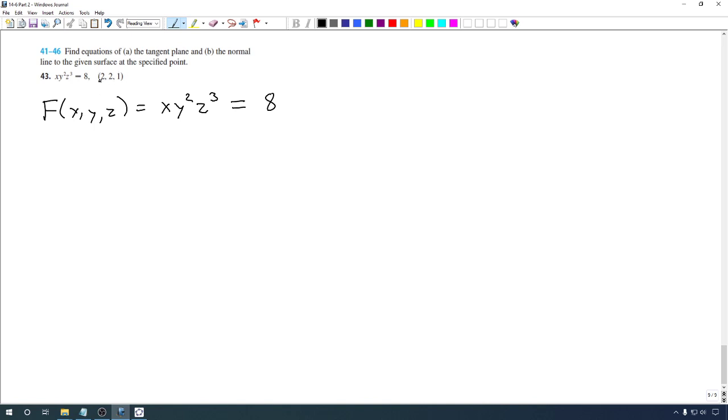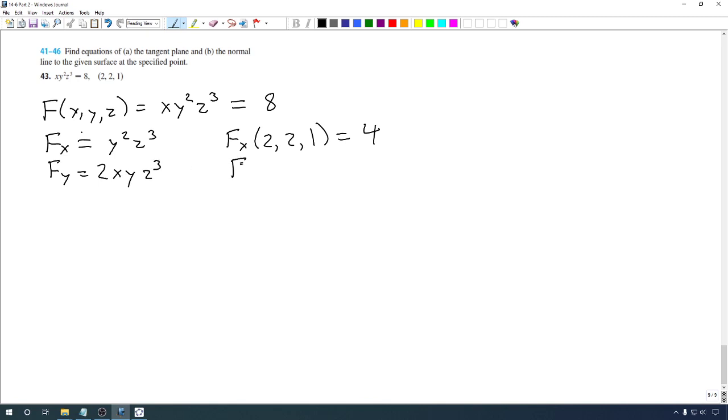Specifically, we're going to be looking at the point (2, 2, 1). I need the partial derivatives with respect to x, y, and z at (2, 2, 1). Let's just look at the partial derivatives first. With respect to x, we get y squared z cubed. If we plug (2, 2, 1) in there, we end up with 4 times 1, so we get a 4. F sub y, this time we get to pull out a 2, leave that x, but we have a y and we have a z cubed. Plugging in (2, 2, 1), this time we have 2 times 2 times 2 times 1, we get an 8.